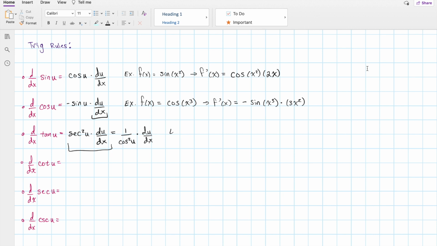So let's do a quick example. If our function is tangent of, say, 2x, our derivative is going to be secant squared of u, and u is 2x, multiplied by the derivative of u, which is 2x, so times 2.